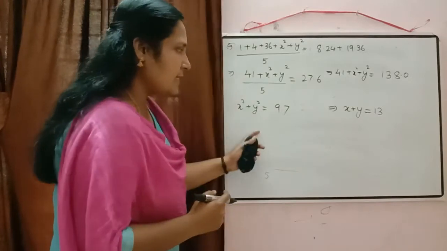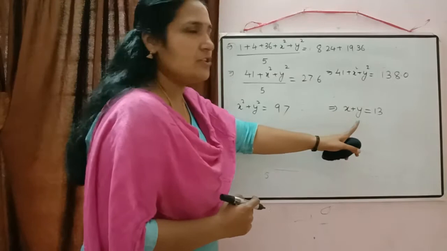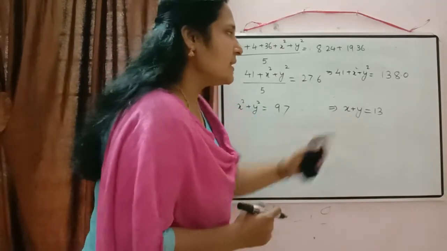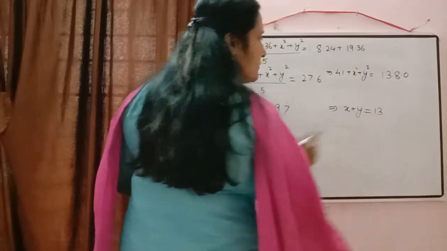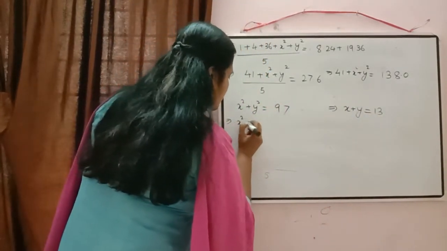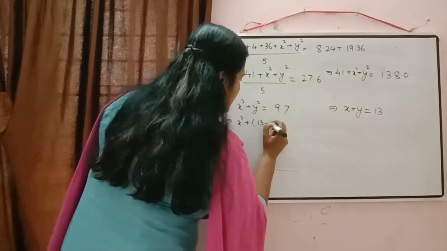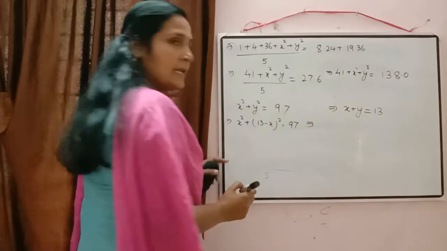Now just to check, I rubbed the equation there. From the first equation, this is the relation which we got. x plus y is equal to 13, and then from there we wrote y is equal to 13 minus x. So here in place of y we can substitute 13 minus x. So 13 minus x the whole square is equal to 97.